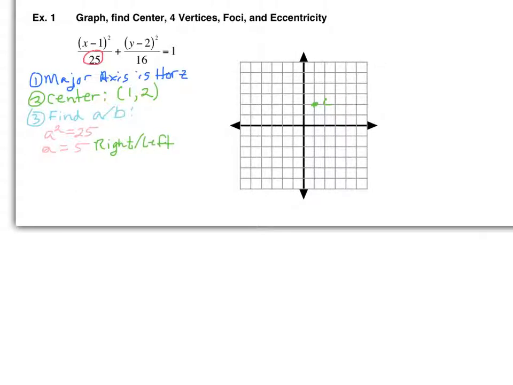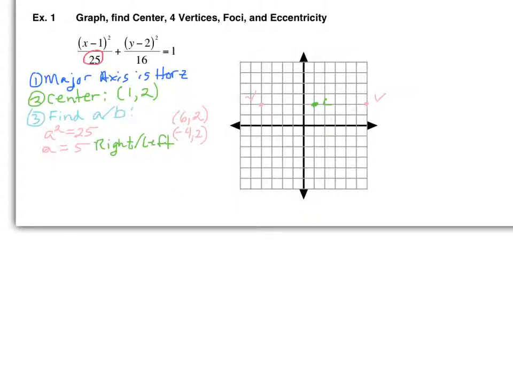So we're going to plot those vertices, 5 to the right. I'm going to label that with a V, and 5 to the left. Label that with a V. Then you want to name those. So what are those ordered pairs? What's the vertex on the right? What's its ordered pair? So it is 6, 2, and the one on the left? Negative 4, 2. So those are 2 out of the 4 vertices.